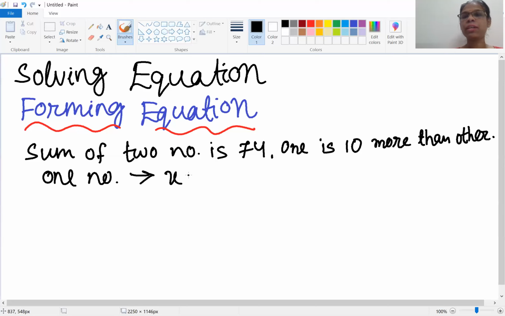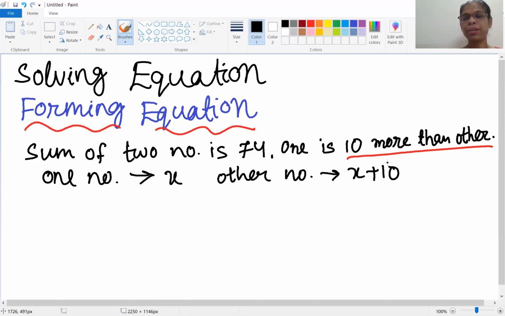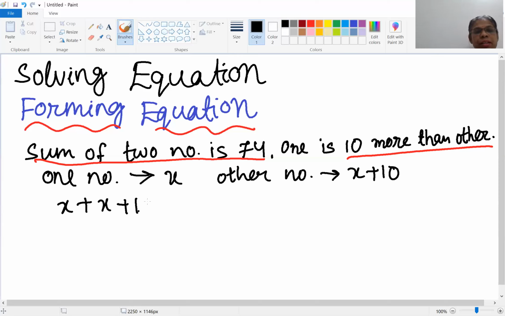x. What about the other number? What they've given here? 10 more than the other. So my other number is x plus 10 because it's 10 more than. As per the condition given here, sum of two number is 74. So what is the sum of the two number? This is number 1 is x and my other number is x plus 10, which is 74.